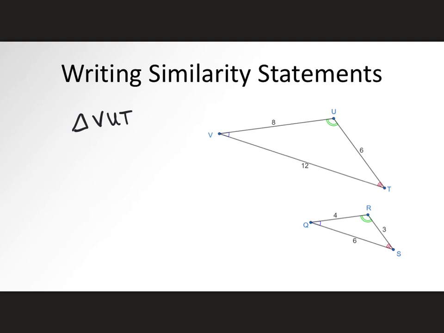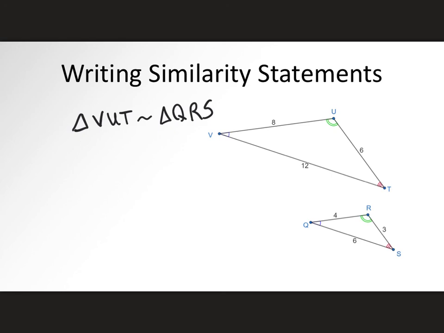So now when we write our similarity statement, we need to make sure that the angles match up with each other. Angle V was the first one I wrote in the first part of my statement, and that matches up with angle Q because they both have one line in it. Angle U has 2 lines, and that matches up with angle R in my second statement. And angle T has 3 red lines in it, and that matches up with angle S in my smaller triangle. So now we have our similarity statement. VUT is similar to QRS.